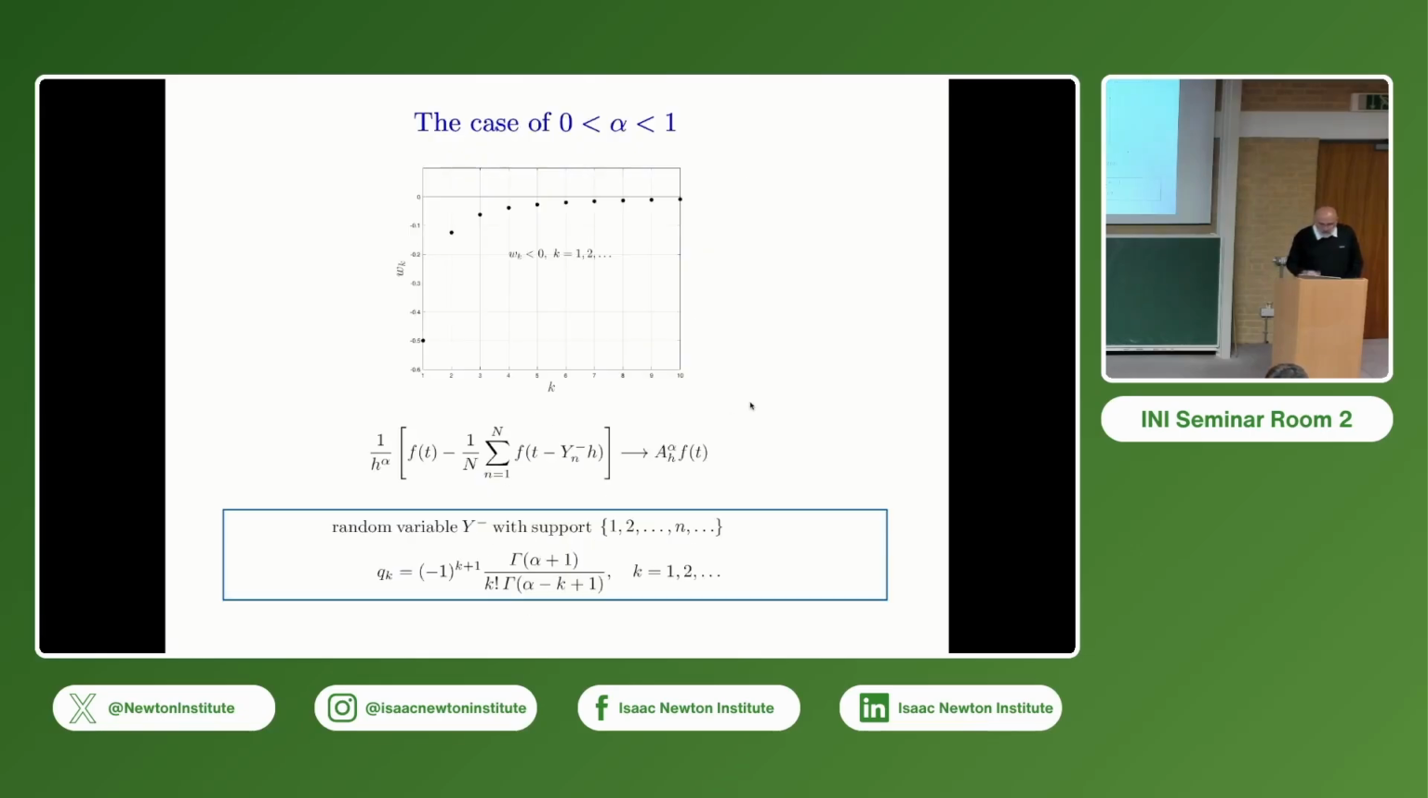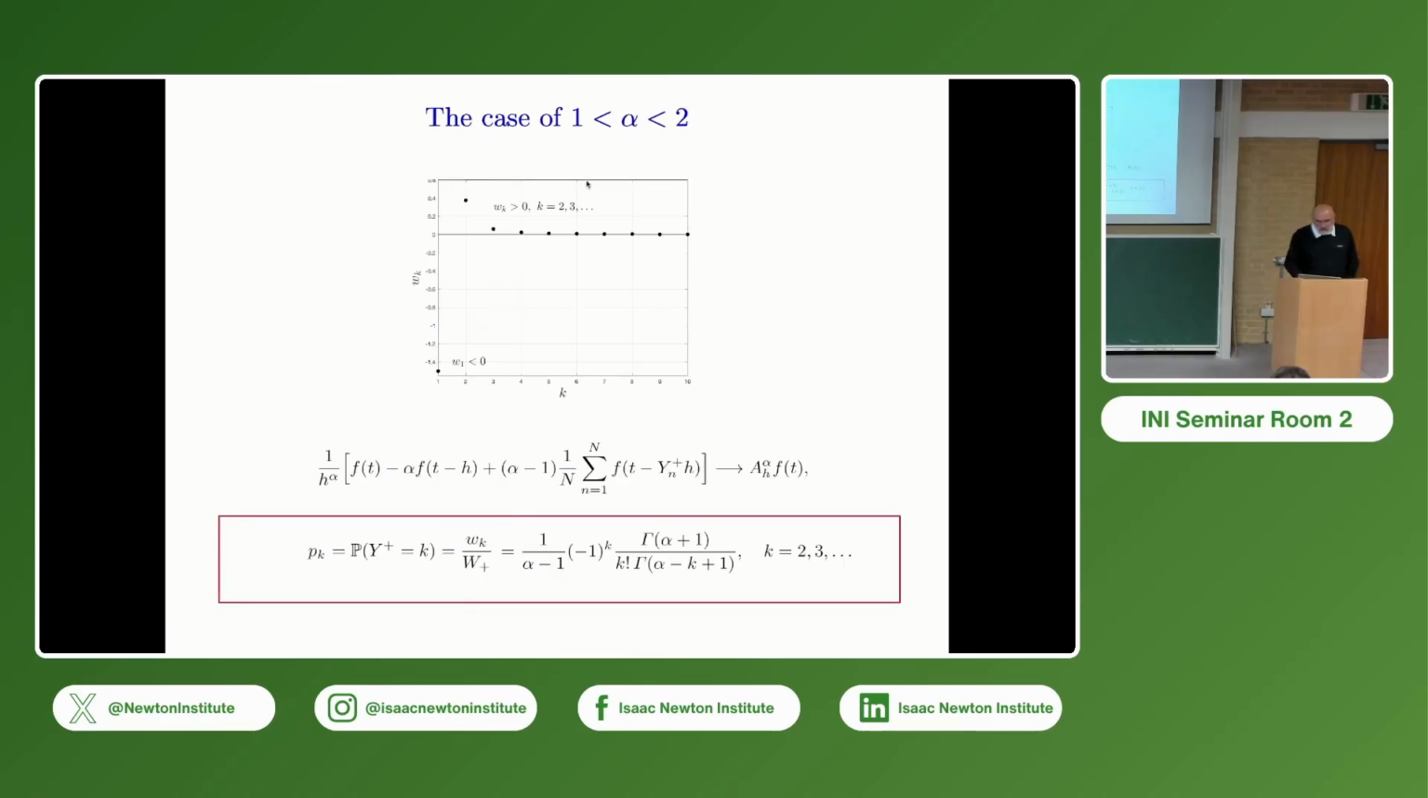So how does it look in particular cases? It looks like this. If alpha is between 0 and 1, then we have the following Monte Carlo scheme here. And the support for this Y minus, because those probabilities are all negative, you see, is 1, 2, 3, and so forth. The coefficients are the same binomial coefficients.